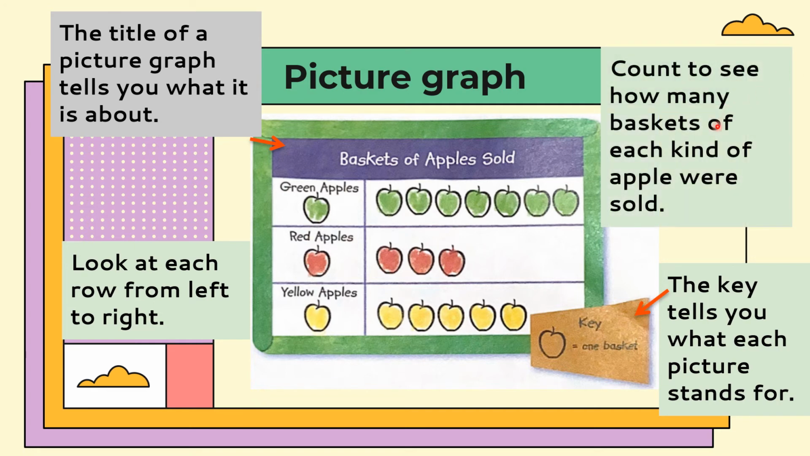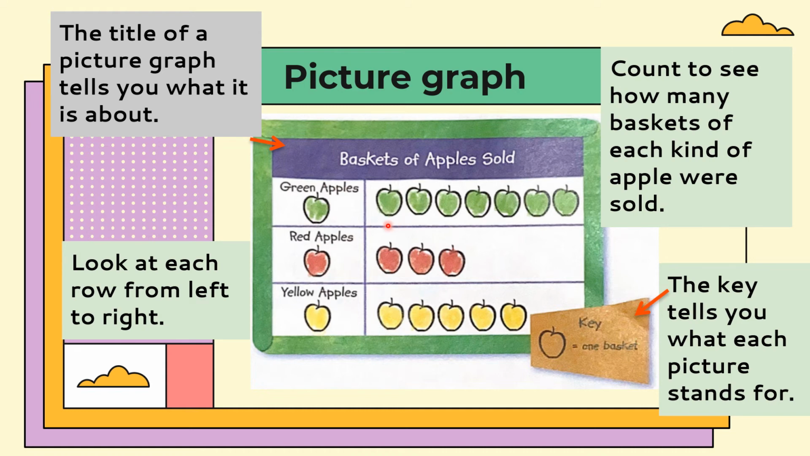Count to see how many baskets of each kind of apple were sold. Since this picture graph tells us about baskets of apples sold, the number of apples in each row, representing a certain kind of information, is going to tell us the total number of that item sold. For example, if I want to know how many baskets of green apples were sold, I'm going to count the pictures of green apples, or the picture of anything. If there were no green apples, we can say they were stars. Stars could represent the number of baskets sold as well. It's for us to decide which picture we select to represent certain data.